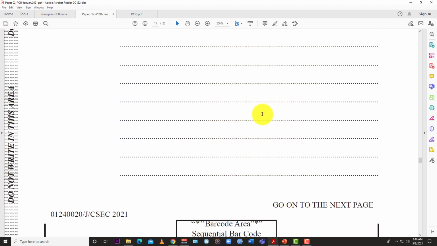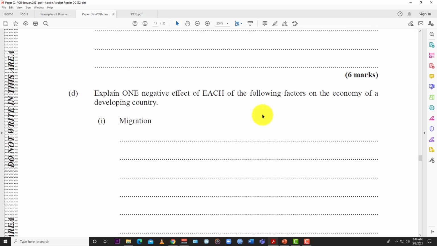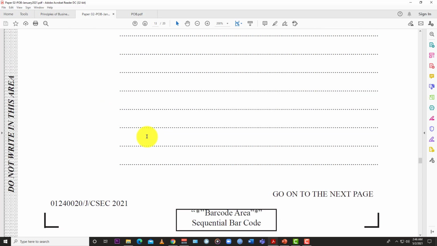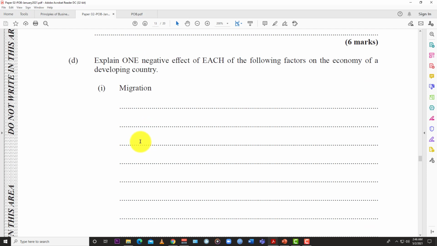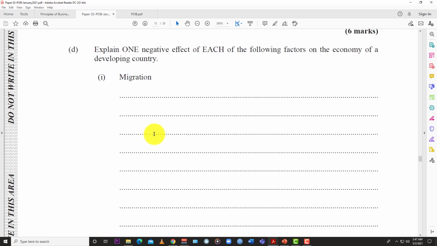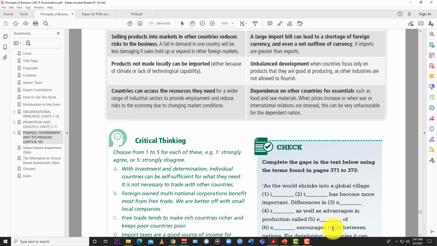Then we have the last question right here. D. Explain one negative effect of each of the following factors on the economy of a developing country. One negative effect. So you have migration and you have unemployment. So one negative effect of migration, one negative effect of unemployment. And so we know migration, brain drain and all. So we can already know what some of the negative effects are on the economy.